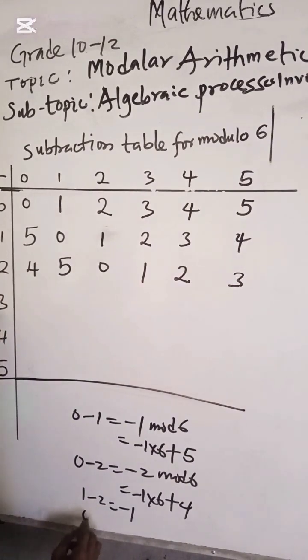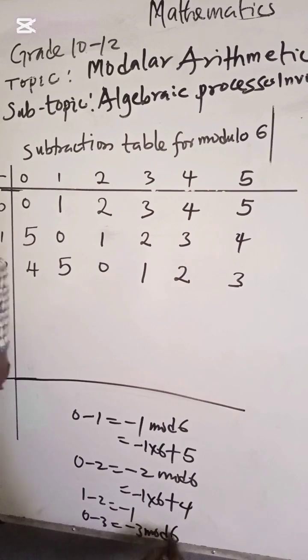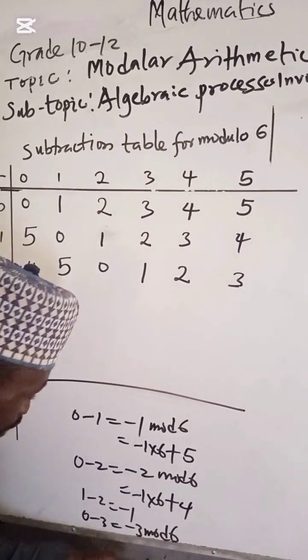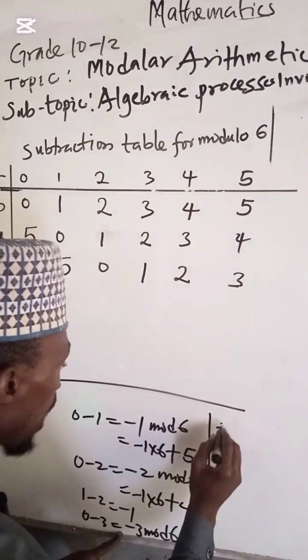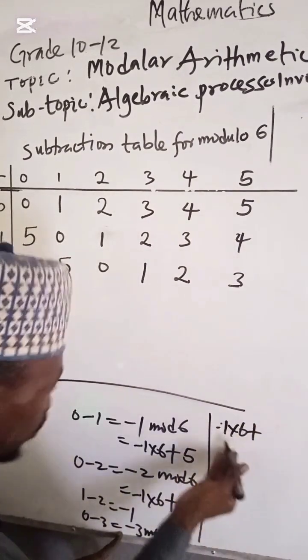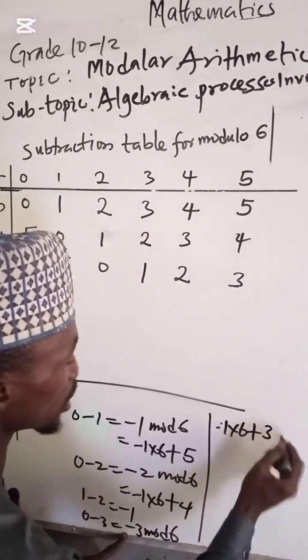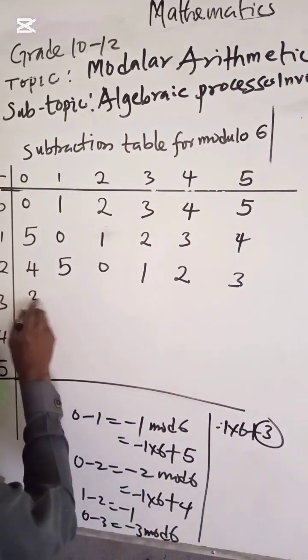Now, we have 0 minus 3. 0 minus 3, that is minus 3 modulo 6. We have to do mathematical manipulation here. So we have minus 1 times 6. What do you add with minus 6 will give us minus 3? Plus 3. So it means this place is 3.